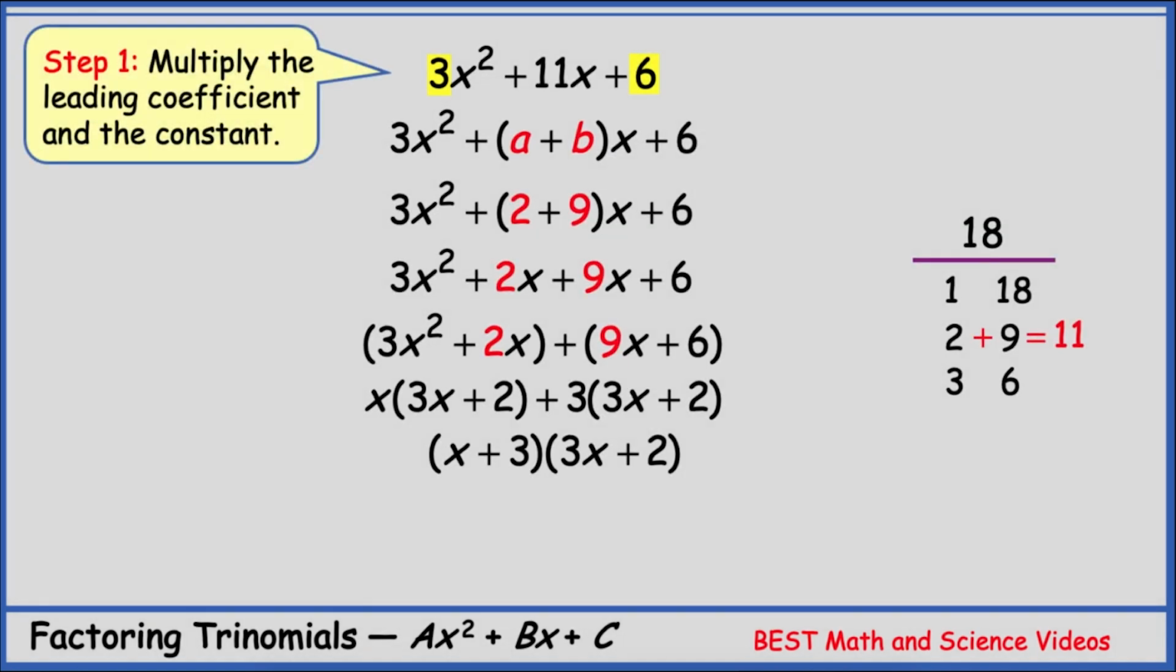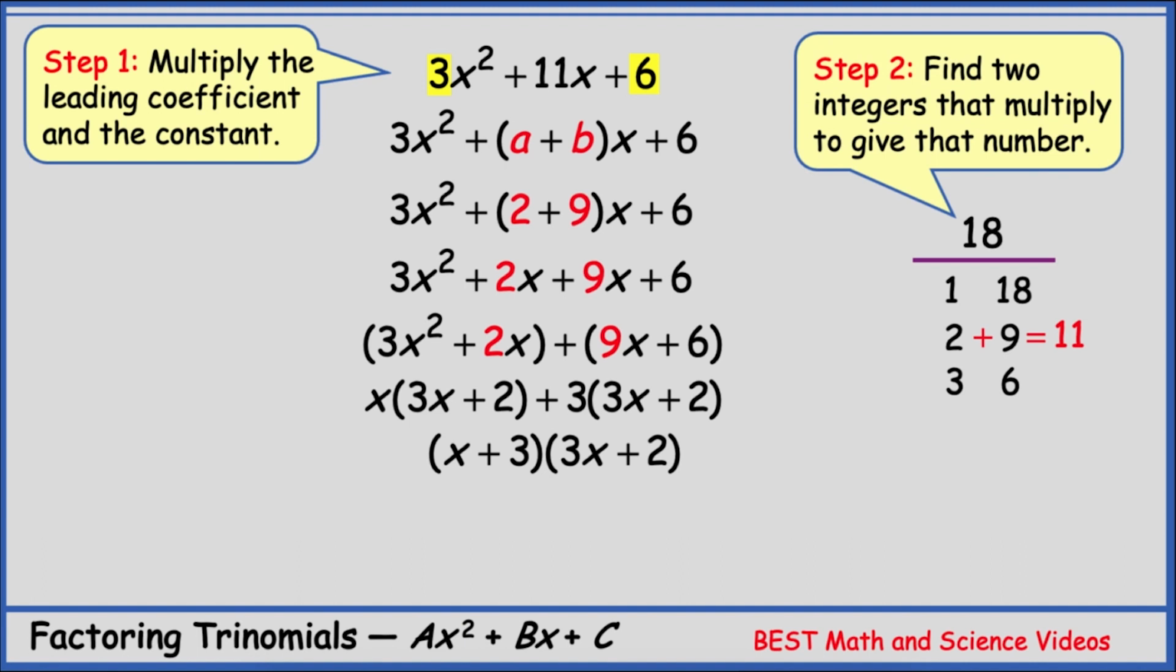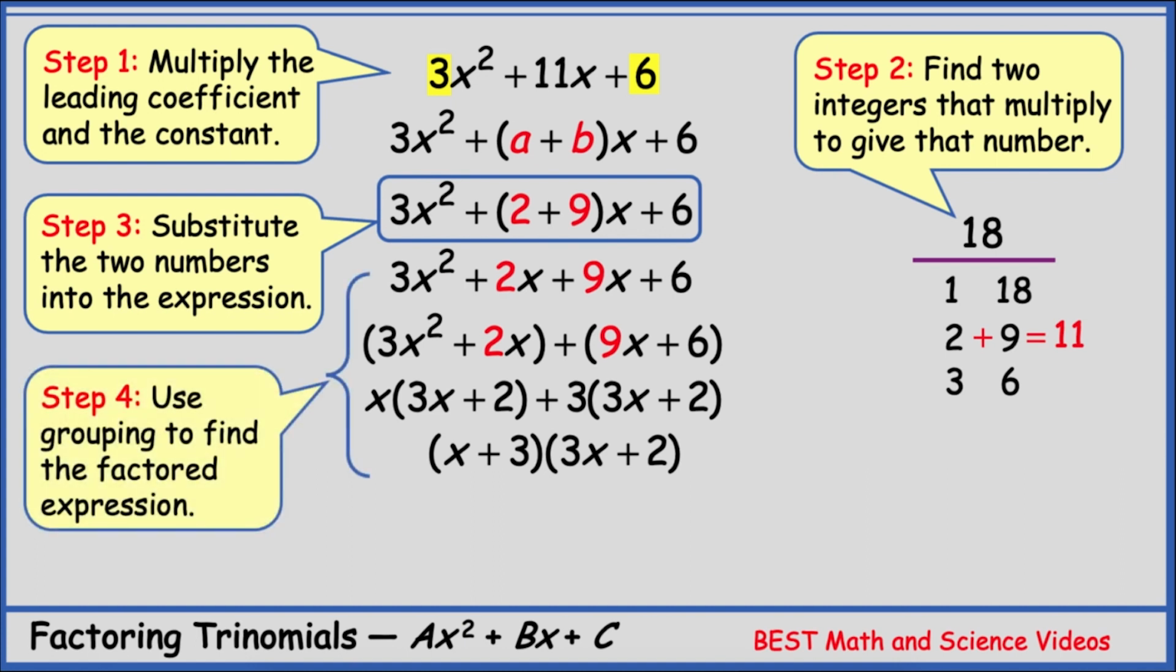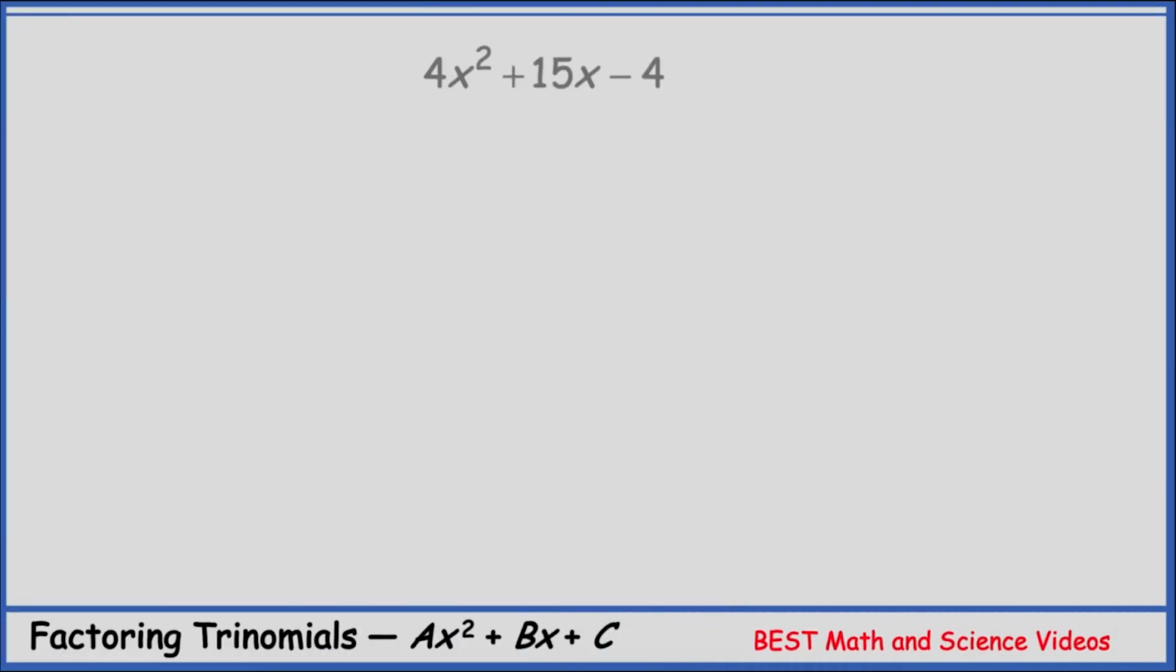Remember that you start by multiplying the leading coefficient and the constant. Then find two integers that multiply to give that number. Substitute the two numbers into the expression and use grouping to find the factored expression. Okay, let's look at another example using these steps.